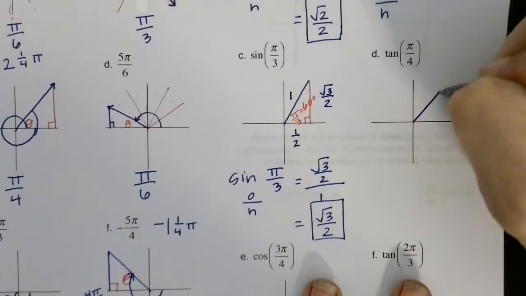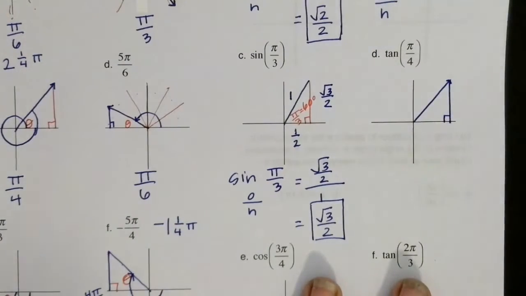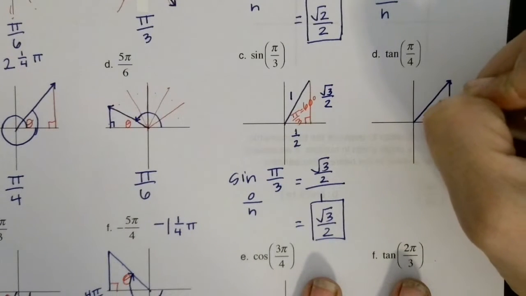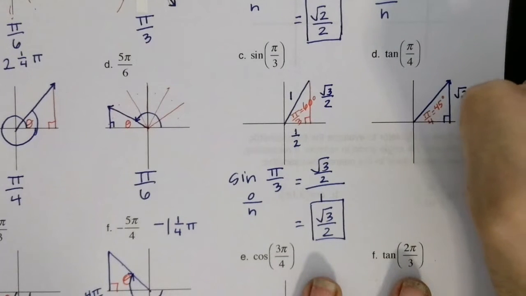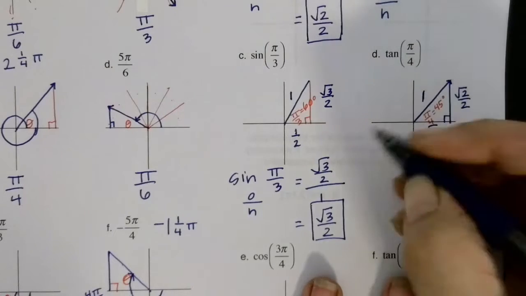Okay, moving on. Tangent of pi over 4. Pi over 4 is going to bisect quadrant 1. Drop it down to the x-axis. So this is a pi over 4 reference angle, which is the same thing as 45 degrees. So this is going to be root 2 over 2, root 2 over 2, and 1.